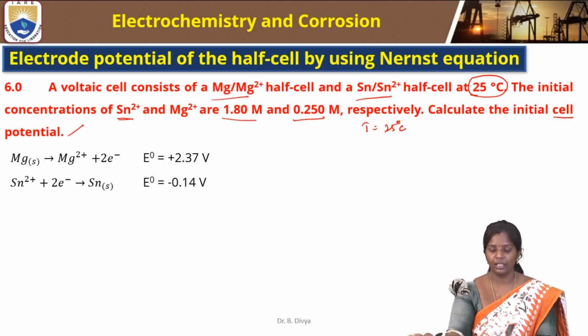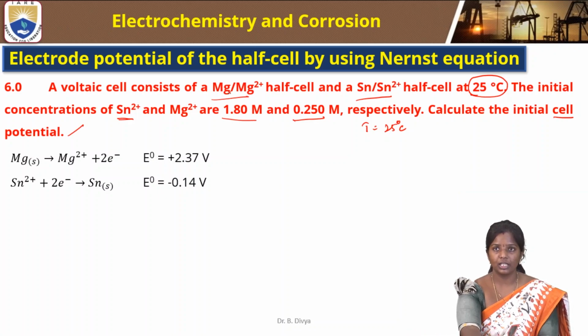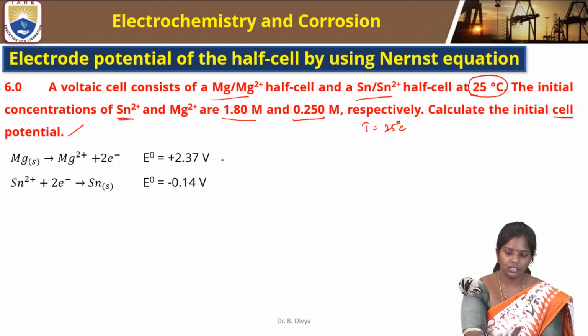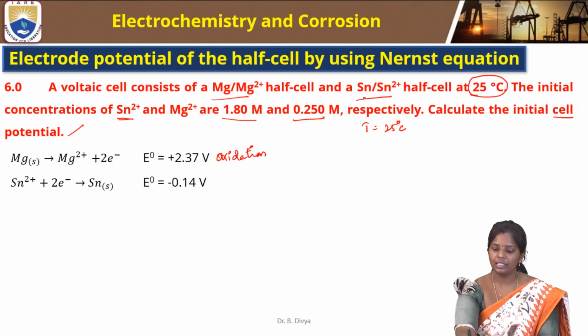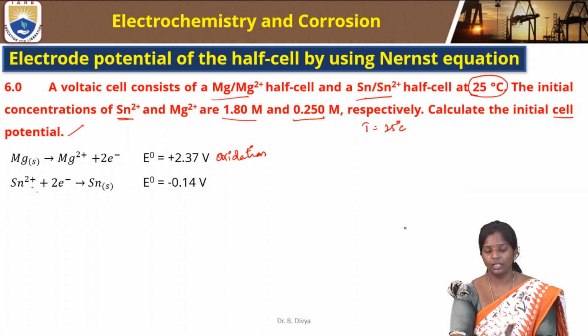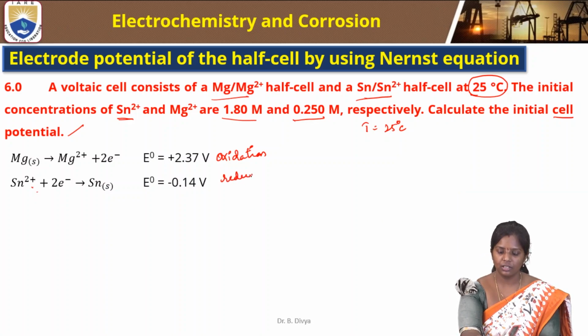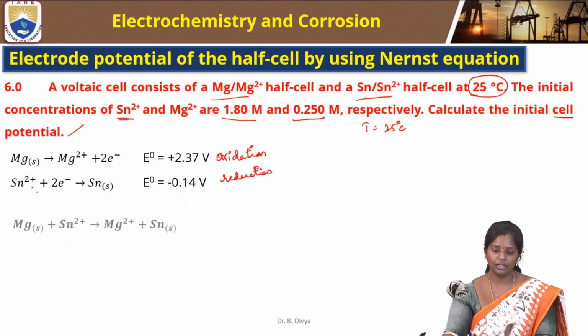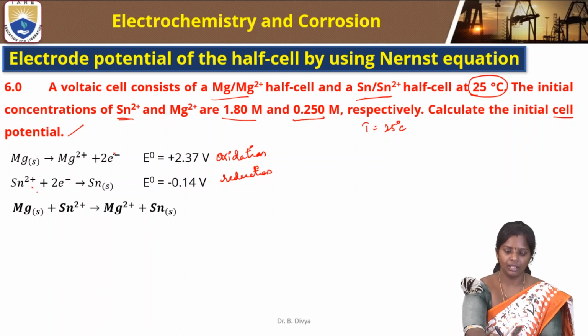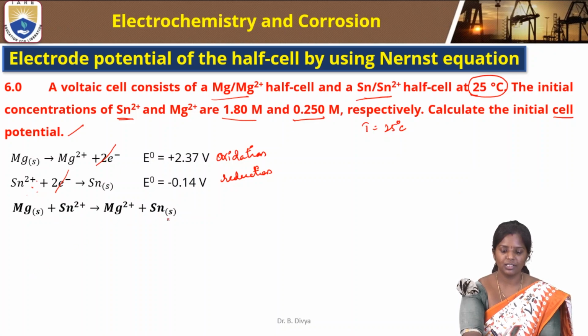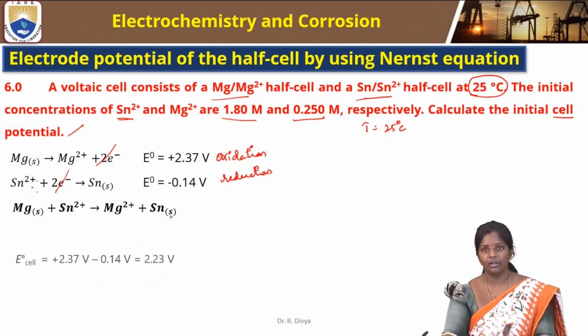So what is really happening here? From this half cell we have to understand that magnesium is converting to Mg2 plus, so oxidation is taking place. The two electrons are taken up by the tin 2 plus ions and form tin, so here reduction takes place. So the overall reaction will be magnesium plus Sn2 plus ions giving magnesium 2 plus and Sn. So that will become the net reaction.